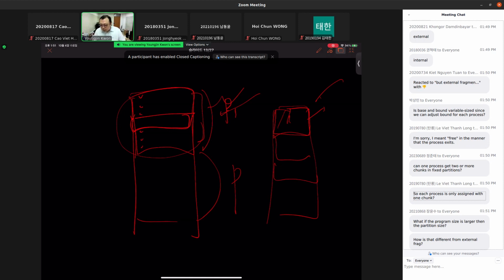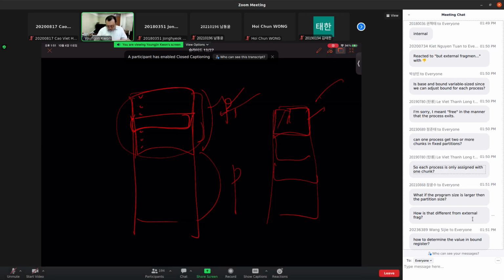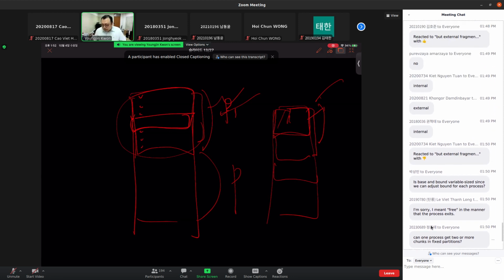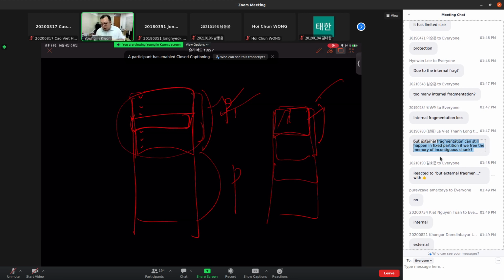Question: if the program size is larger than the partition size, how is that different from external fragmentation? Okay, in the case of the fixed size chunk, if the program is larger than one chunk, you cannot load it. So you have to increase the chunk size to be bigger than the program size. That is the basic way you have to think about it.